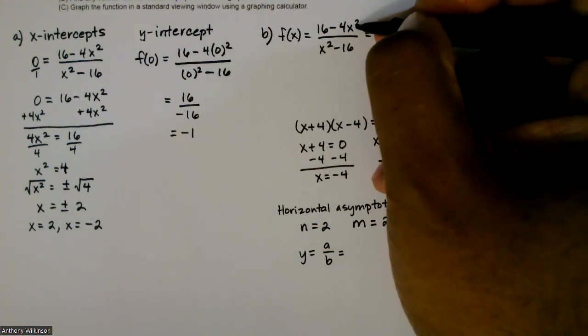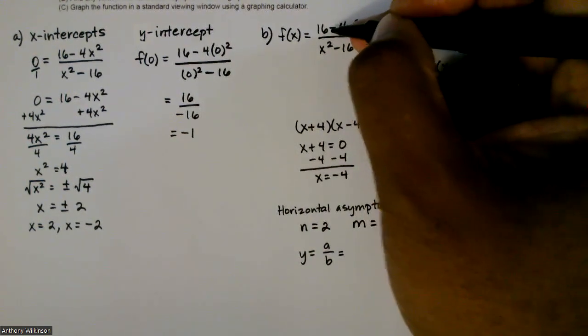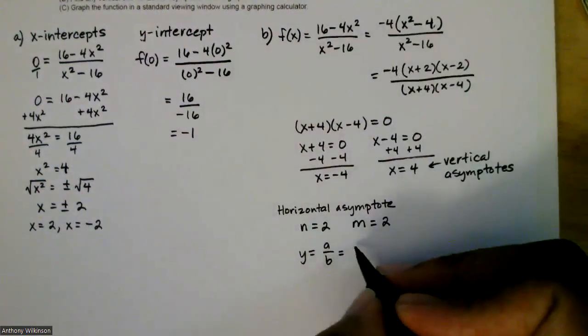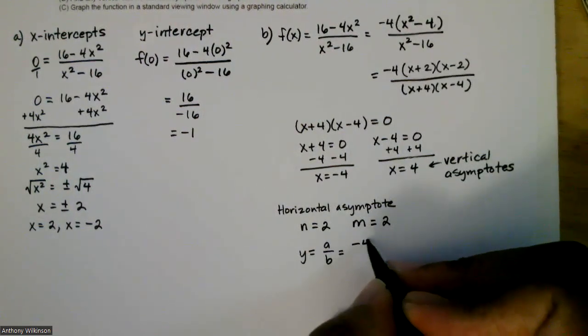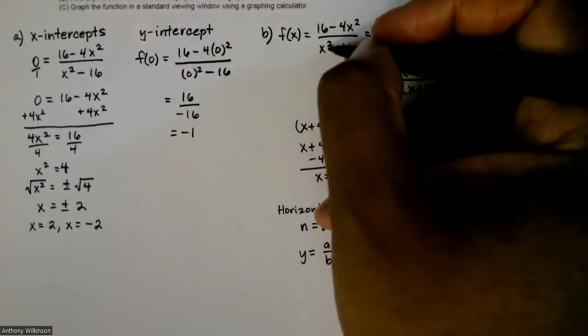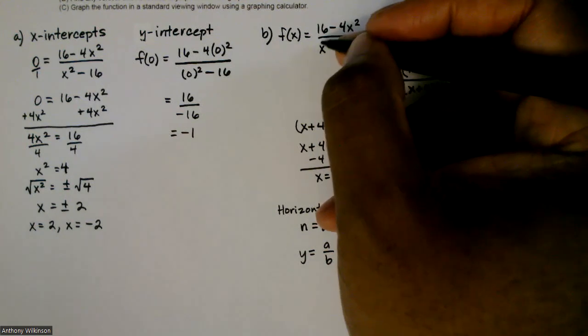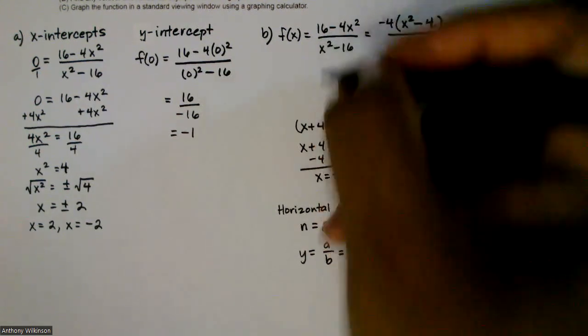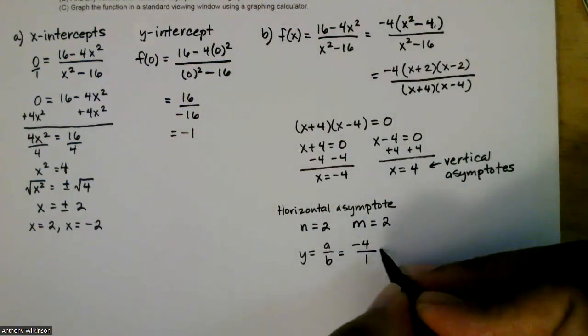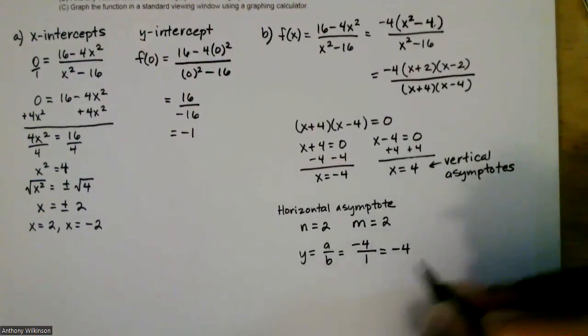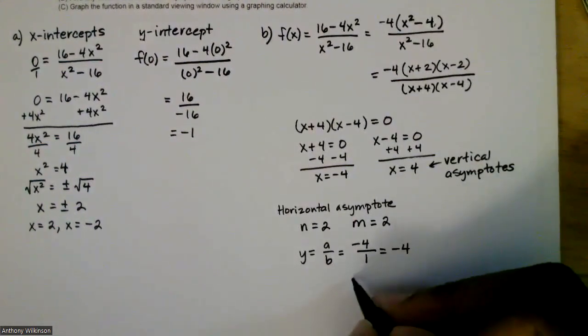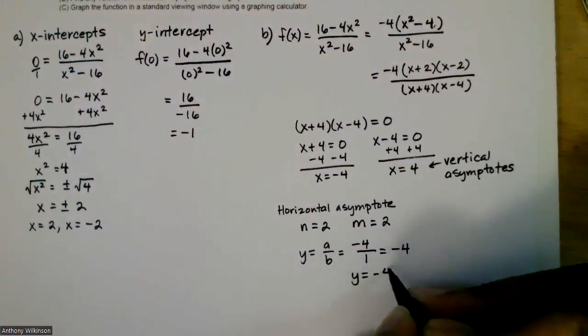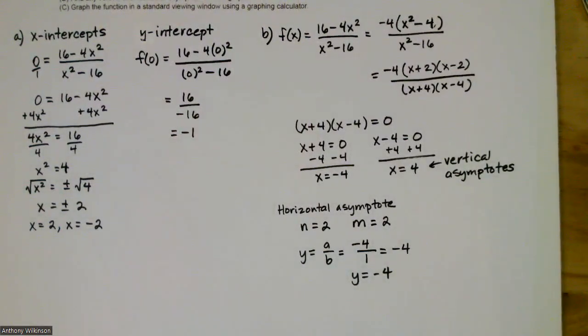Highest exponent is a 2. Its coefficient is, notice, negative 4. Divided by the highest exponent, a 2 in the denominator. Its leading coefficient will be that understood 1. So negative 4 divided by 1 would be negative 4. That would mean the equation y equals negative 4 would be your horizontal asymptote.